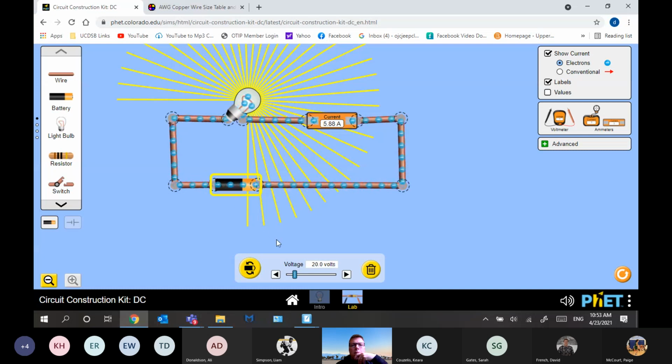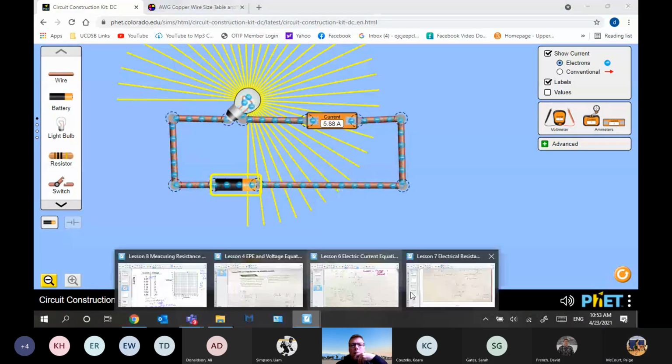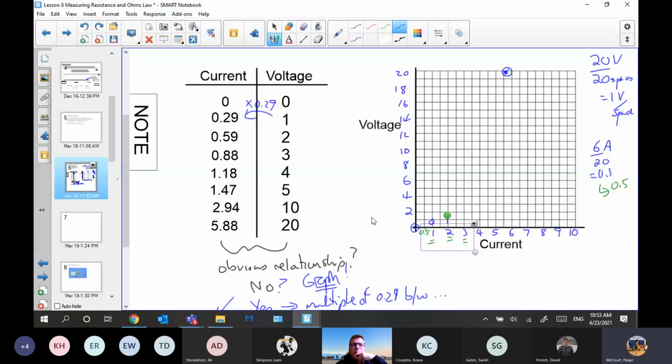20 volt. You might have your X and your Y axis. It's mixed up. Did I? Because I think you have it at Voltage 1. 5.88 current. Because I'm supposed to have current and voltage. I'm supposed to have current this way, which I have. Why is that not working?